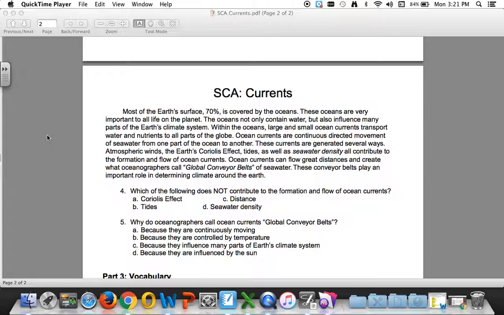5. Why do oceanographers call ocean currents global conveyor belts? A. Because they are continuously moving. B. Because they are controlled by temperature. C. Because they influence many parts of the Earth's climate system. D. Because they are influenced by the sun.